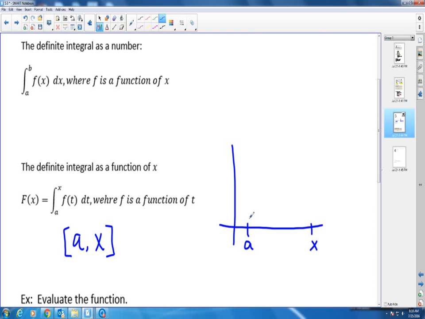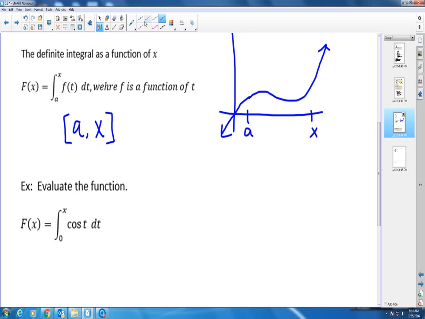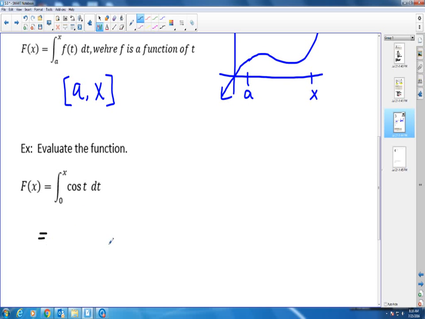Alright, so if I have this function right here, this function will be f of t. Let's do the same thing as we've been doing, except I'm going to use x in a minute. So let's find the integral of cosine of t with respect to t. Cosine of t, I believe, is sine of t.